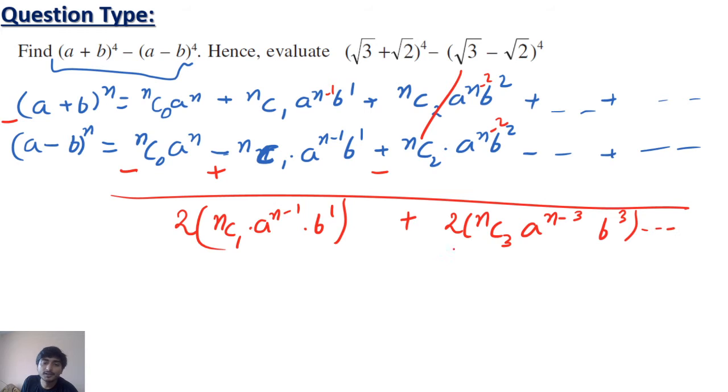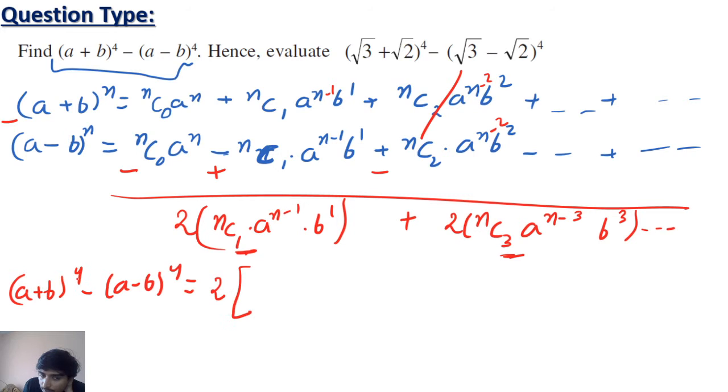Like that, only terms having nC odd number will come into the picture. So see, (a+b)^4 minus (a-b)^4. This will be how much? First I can write directly 2, right? And till how many terms can it go? nC4, it can go up to 4C4. So the first term will be 4C1 a^(n-1) into b^1.